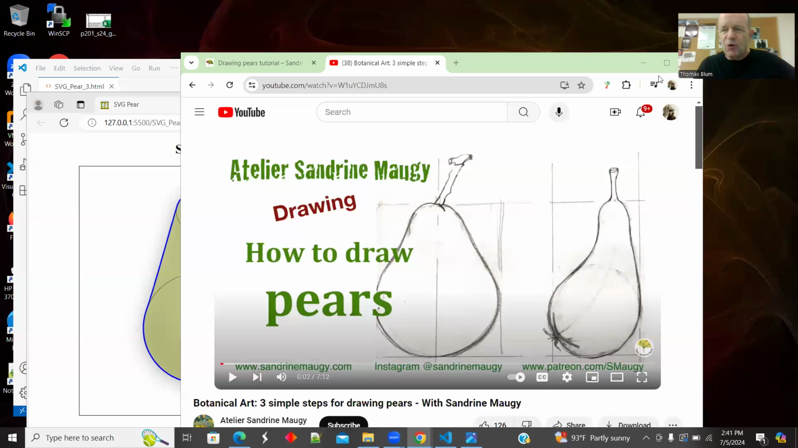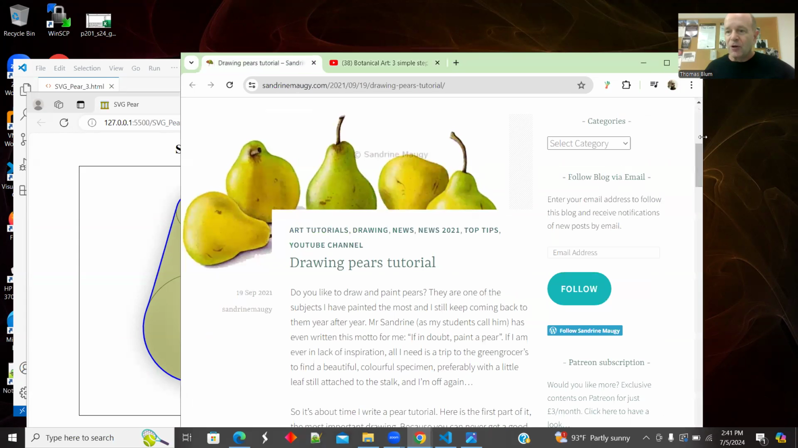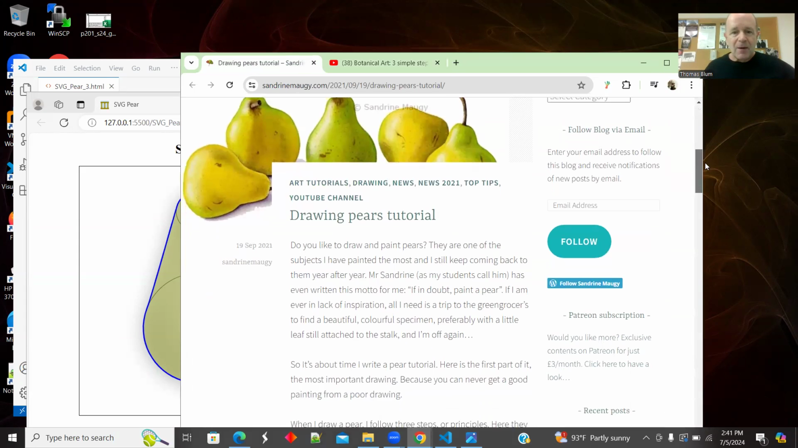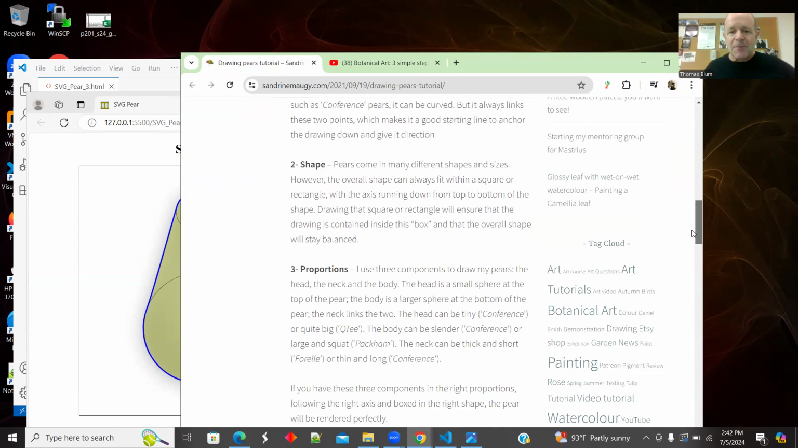In this video, I'm going to look at an HTML page with an SVG element that's empty and then use some JavaScript code to draw a pear inside it. So first I started off with a tutorial on drawing a pear by Sandrine Maugy. Sorry if I'm mispronouncing that.